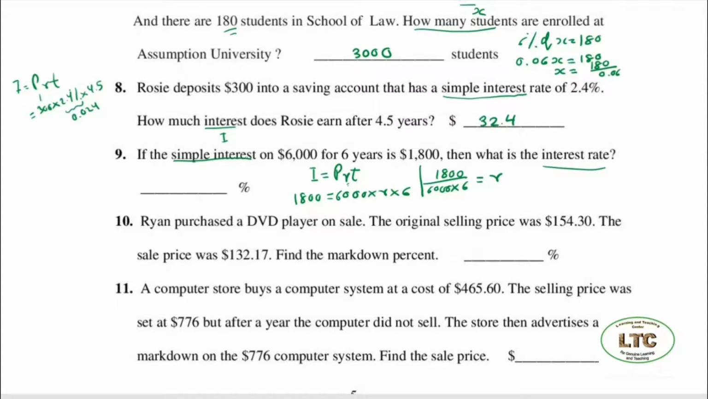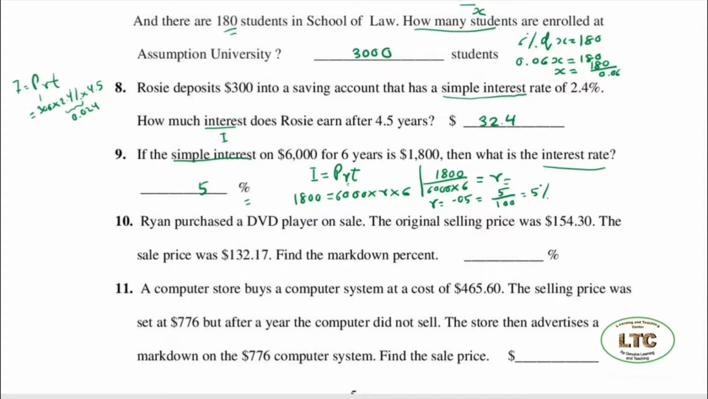So use calculator. $1,800 divided by 6,000 equal to 0.3. 0.3 divided by 6 is equal to 0.05. R is 0.05. So R is 0.05. 0.05 is 5 divided by 100. So you write 5%. Okay, 5%.